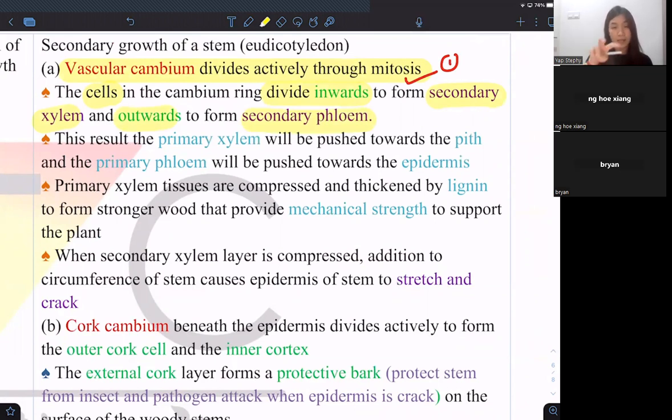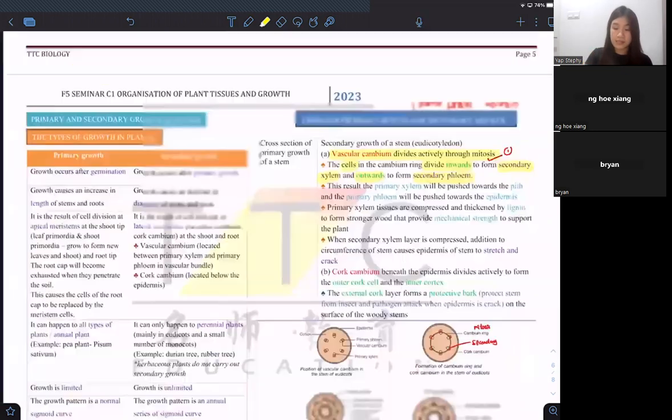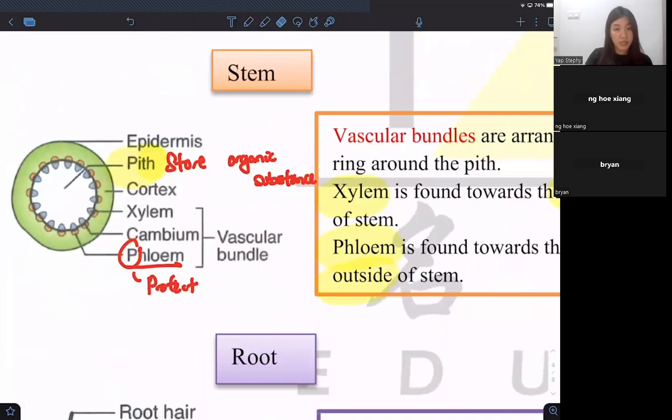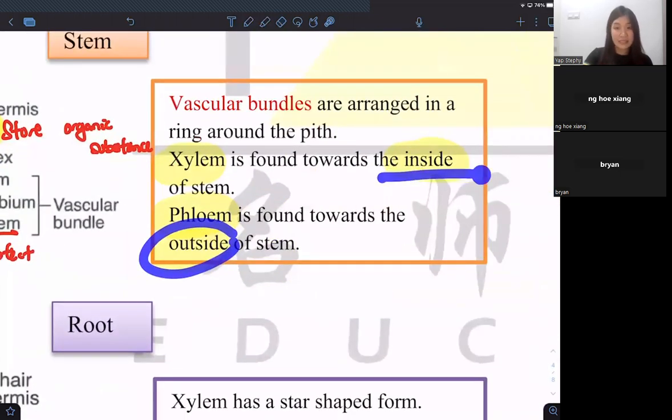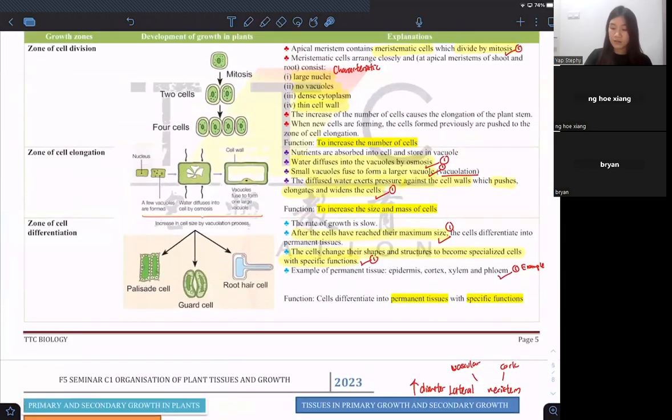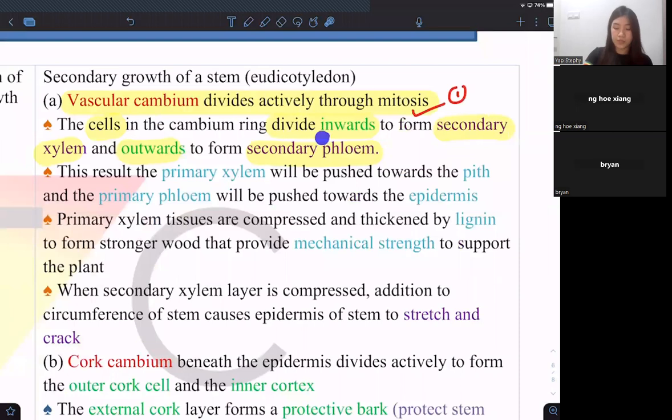Inside the stem, what is the arrangement of the xylem and the phloem? Inside the stem, the phloem is compulsorily outside because phloem is P, P is protect. So this one is outside, which means the xylem is inside. Actually it's the same thing. So now for all the cells, the cambium ring produces inward, and this one is the xylem. They produce outward, and this one is the phloem. Okay, can? And all the primary xylem and the primary phloem, they will push away from the cambium ring.